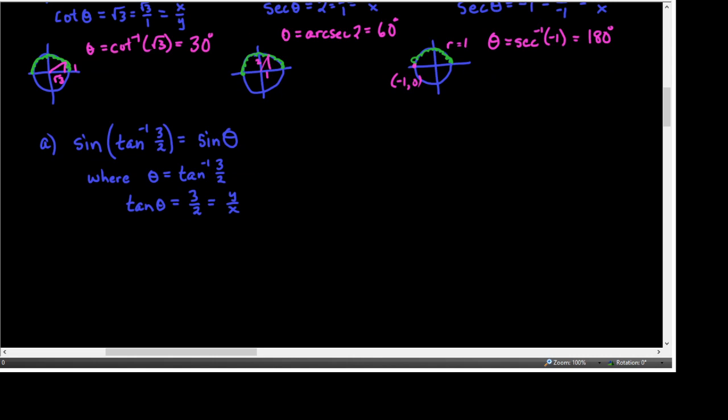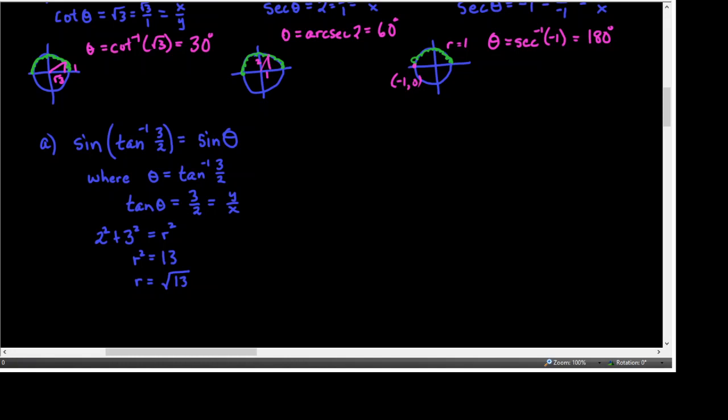And if we assign 3 to be y and 2 to be x, we can solve for r. So x squared plus y squared should equal unknown r squared. So r squared will equal 13. So r is, well, technically plus or minus square root of 13, but r is always positive, so I'm not even going to write the plus or minus because it has to be positive.